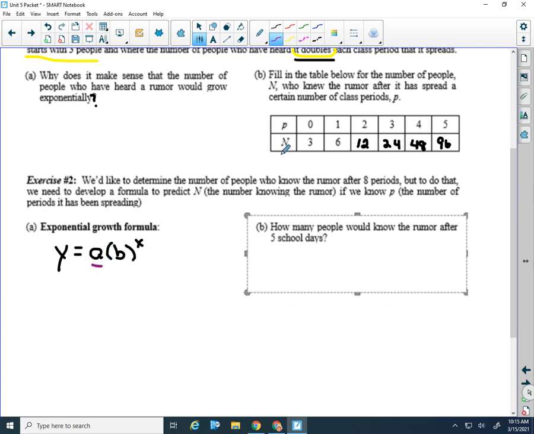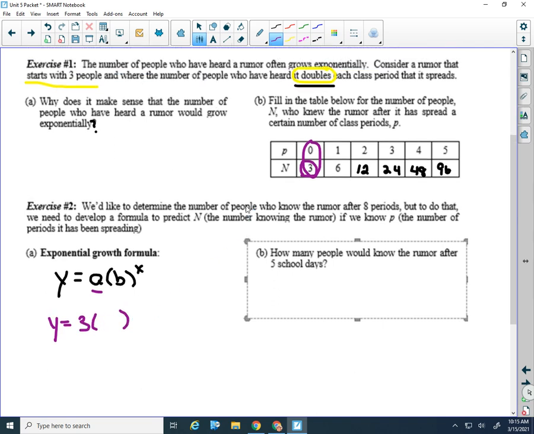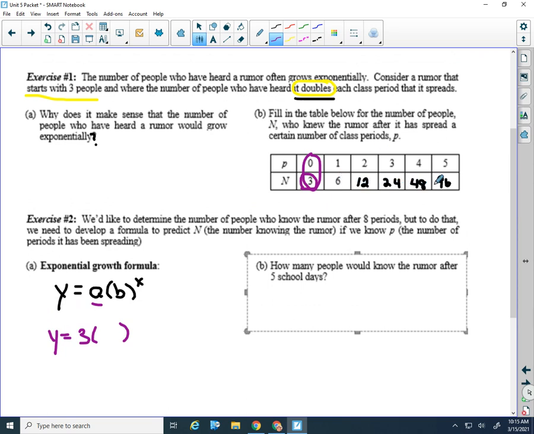Remember, A is our starting number, right here. At period 0, before school starts, here's our starting number. So we could say y equals 3. Now, B is our multiply rate. And we multiplied each one of these y numbers by 2 because it was doubling. So there's our multiply rate, and then there's our exponent. You could, like I said, put it in stat edit. You'll get the same information.